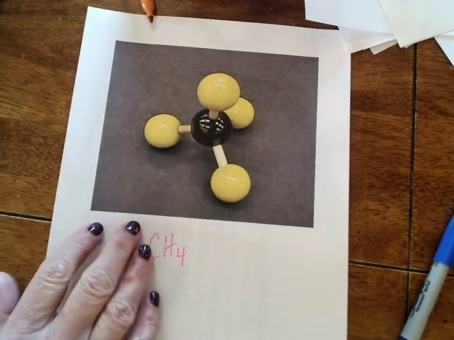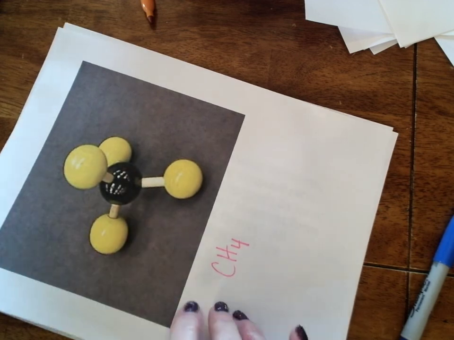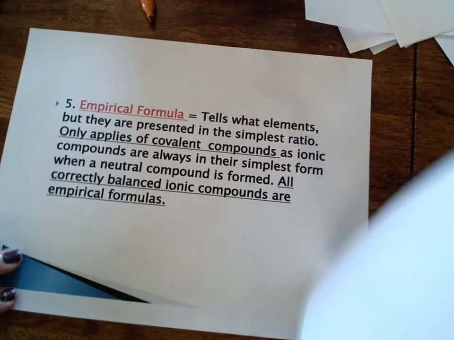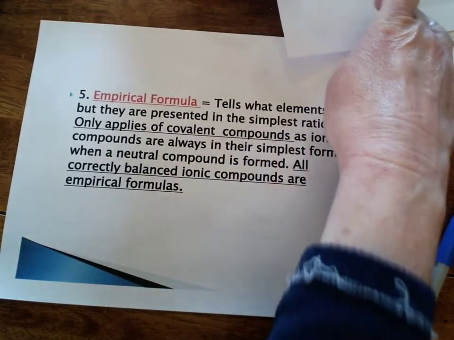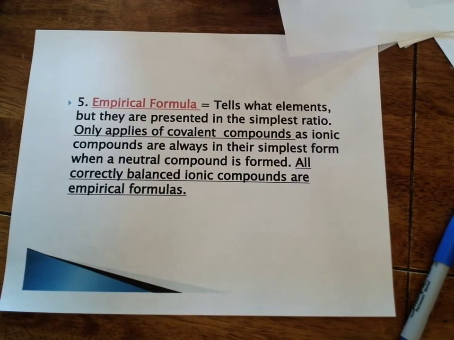And then the very last one that I want to go over, and we'll be done, will take us into the next time, is called an empirical formula. And this is the one that allows us to do math and some different things. An empirical formula tells what elements are there, but they're represented in their simplest ratio. Empirical formulas only really apply to covalent compounds when we work with them, because ionic compounds are always in their simplest form, because their goal is to be neutral when they transfer electrons. So if I have an ionic compound, it is an empirical formula.